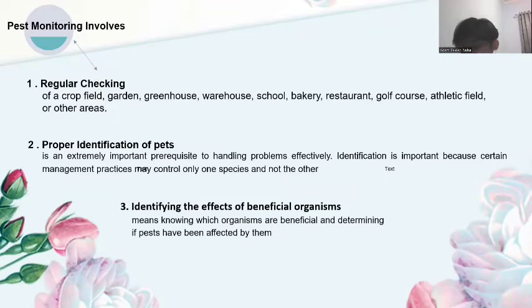And the third point is identifying the effects of beneficial organisms. When knowing which organisms are beneficial and determining if pests have been affected by them. Sometimes pests are kept in check naturally, and at other times the pest population increases sharply.